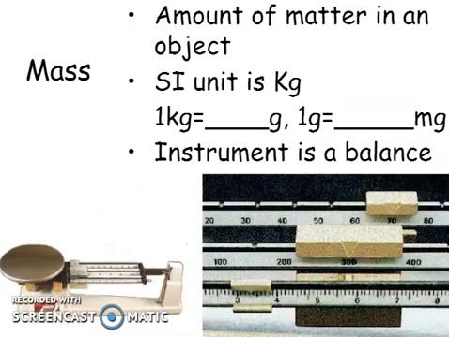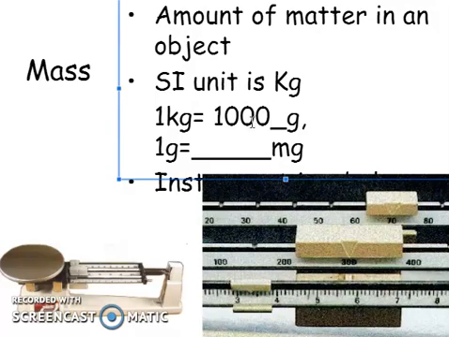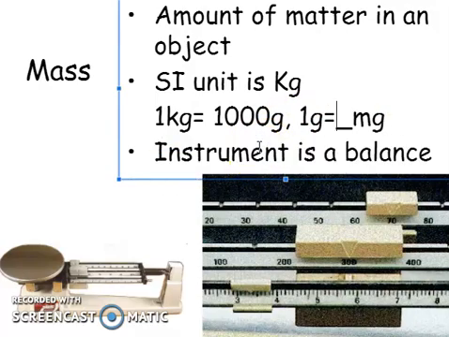Mass. Okay, mass is the amount of matter in an object. The SI unit for measuring mass is the kilogram. Okay, 1 kilogram is equal to how many grams? 1 kilogram equals 1,000 grams. 1 gram equals how many milligrams? 1 gram is going to equal 1,000 milligrams.